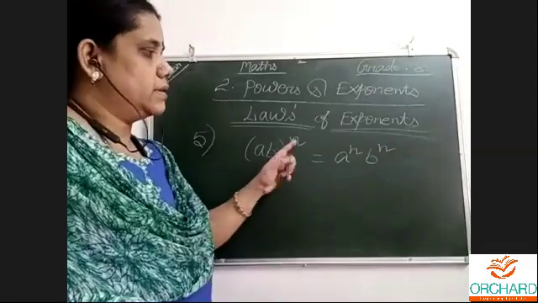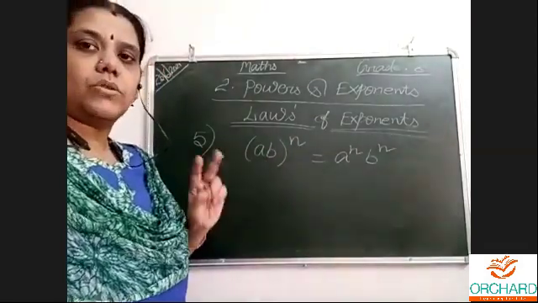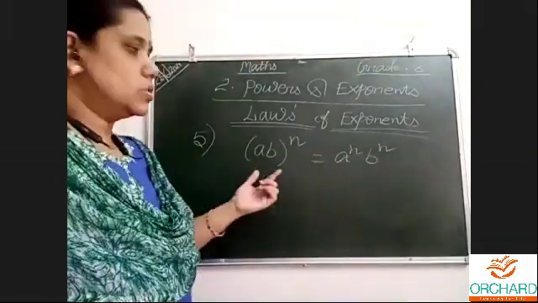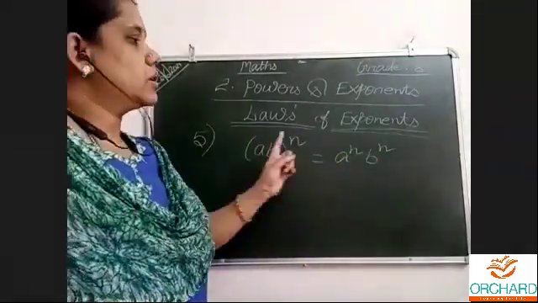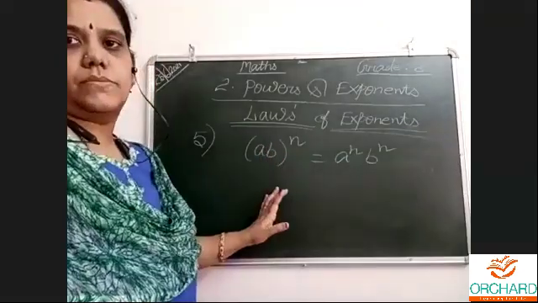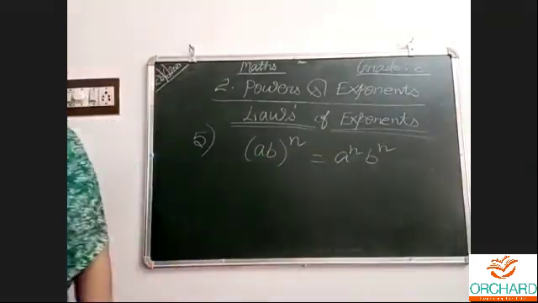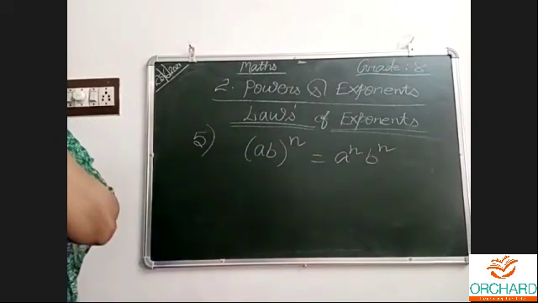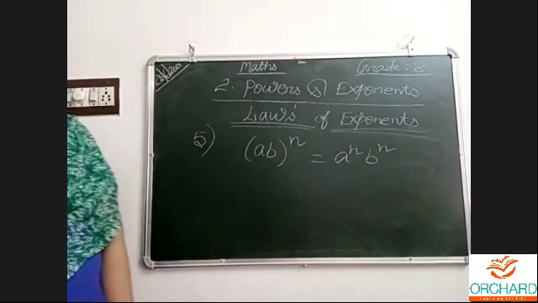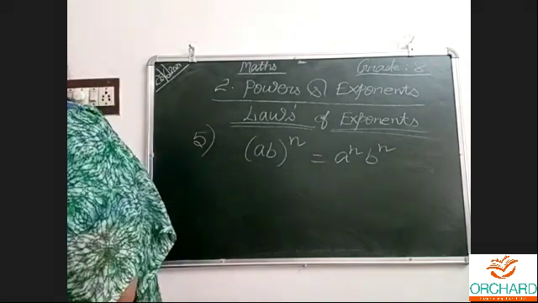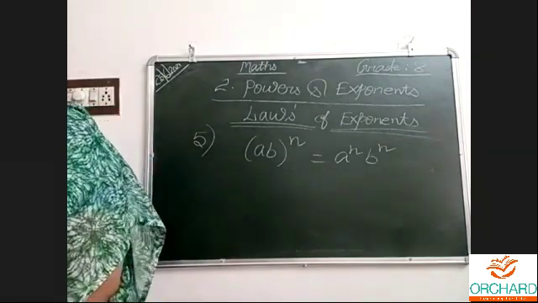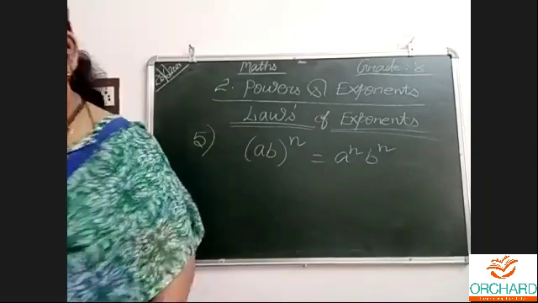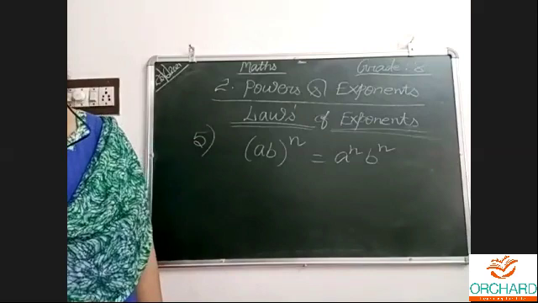AB the whole power n. This power belongs to both the numbers. A power n, B power n. So the whole power belongs to both. Like that it is. All these are there in the textbook examples also. We have 1, 2, 3, 4 pages there. Yes, division, that is also there.